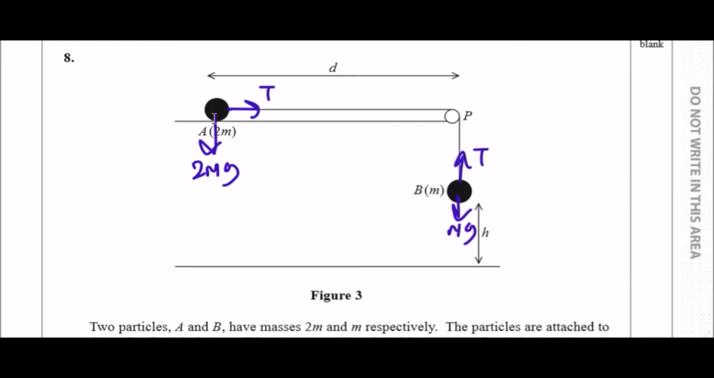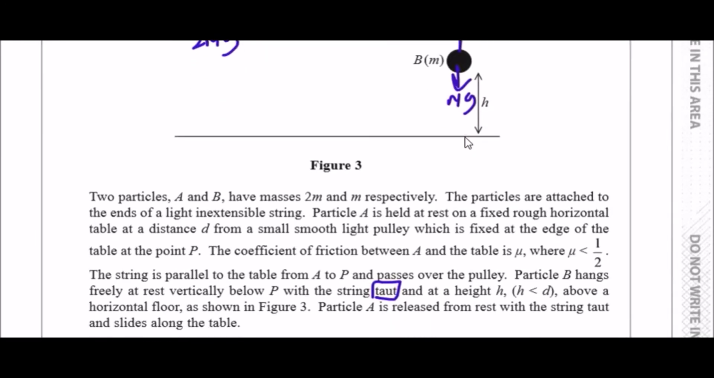So as B moves, A will move freely. If the string was slack, meaning it's loose, then there's no tension in the string. So think of taut as there being some effect on the string and a particle, so it has a tension. And yeah, the rest of it seems quite obvious. Okay, now here we go.